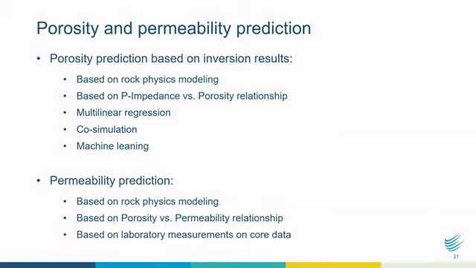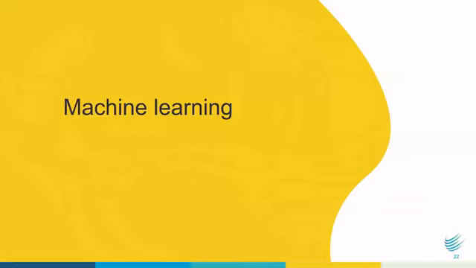So all these facts, what I mentioned here, lead us to machine learning, as typically using machine learning allows us to get more accurate results than using, for example, a conventional regression approach for porosity prediction based on inversion results. So let's now consider this machine learning.